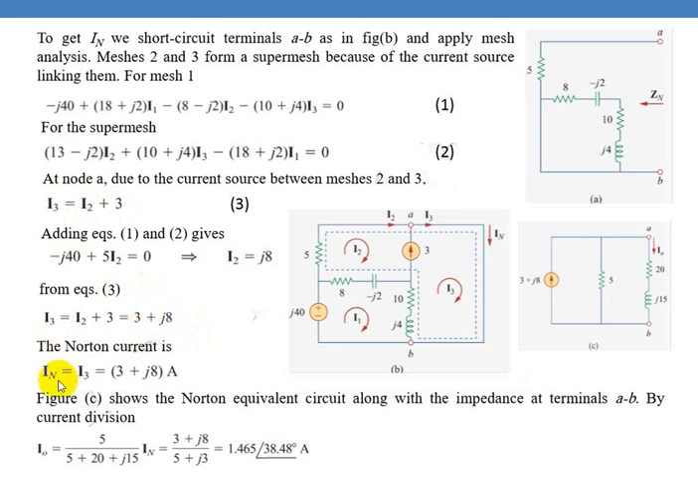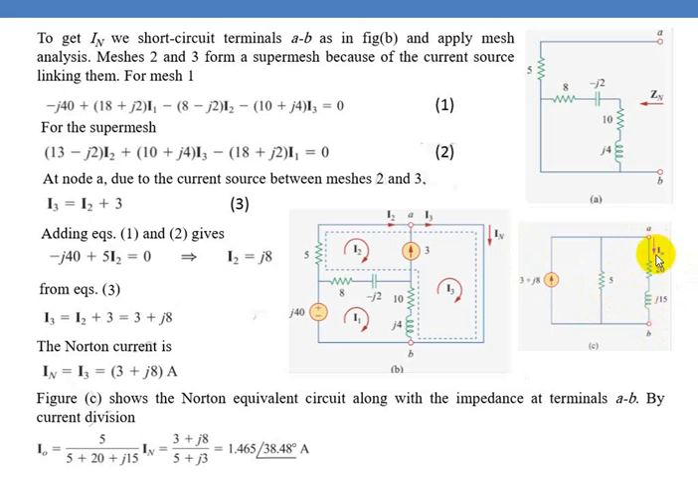So now the Norton current IN will be equal to I3. We have found the mesh current I3, so IN will be equal to 3 plus J8 ampere. After finding the Norton current, we have already found the Norton impedance, which will also be equal to the Thevenin impedance. So you have to draw the circuit. 3 plus J8 is the Norton current and 5 is the Norton impedance. Across this, you connect the load impedance, that is 20 plus J5.